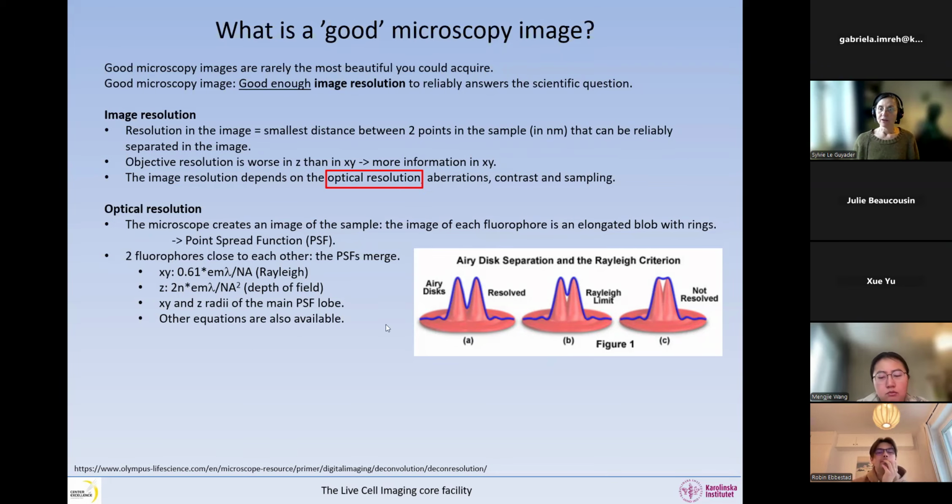And as I've said, there are other equations available, but this is what we are using here. So this is for the optical resolution. But now we also have aberrations in our sample, and the sample is part of the light path.